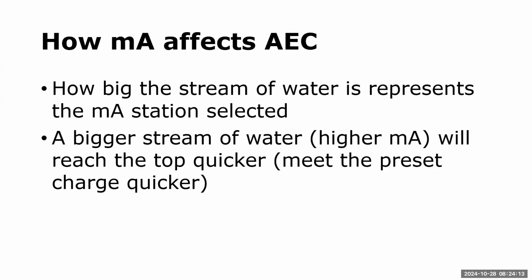Remember, MA controls current. So if we have a bigger current, then that means we're going to have more what boiled off of the filament? More electrons boiled off of the filament. So your exposure time wouldn't have to be as long if you have a higher MA station set.